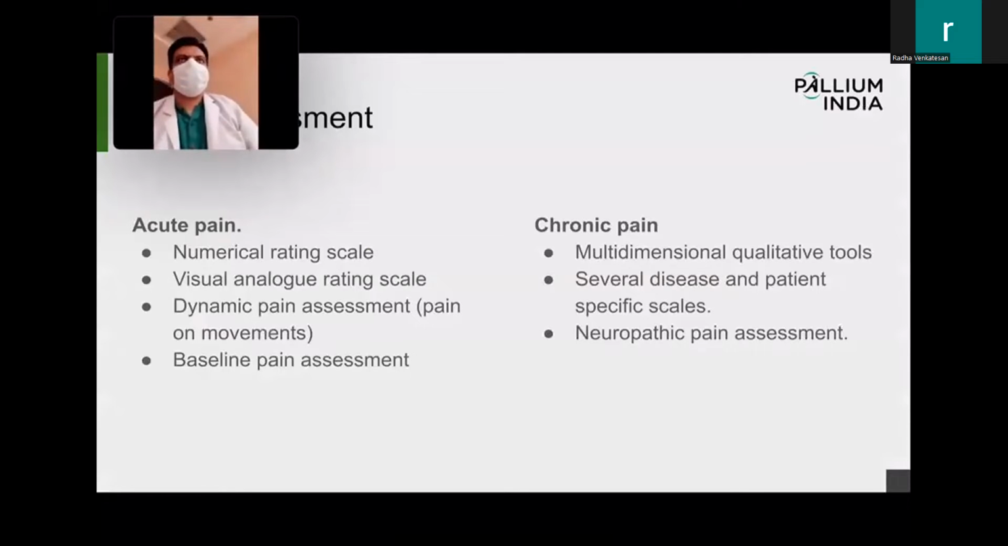Next, a little information on the types of assessment. For acute pain, you have the numerical rating scale, the visual analog rating scale, and the dynamic pain assessment. That is important because sometimes patients say, "Why don't I have any pain when I'm sitting? Only when I start to walk, I have pain." So every part of it is important. Then you have the baseline pain assessment. From the chronic pain point of view, it's multidimensional, so every element of it has to be assessed. So it has to be a qualitative tool. You have several disease- and patient-specific scales for it.